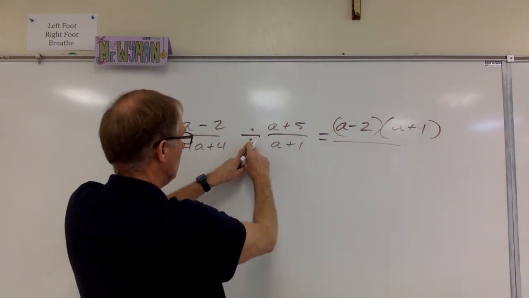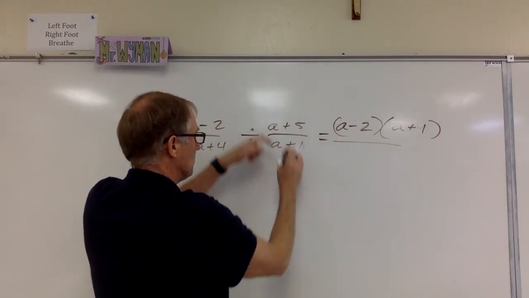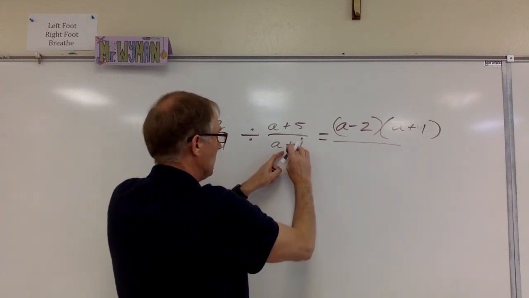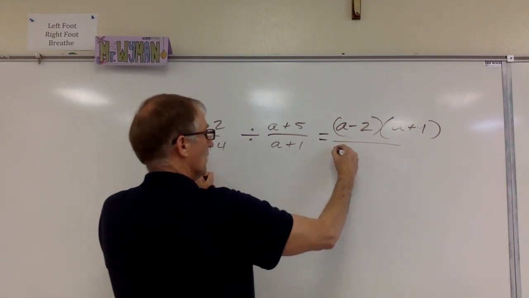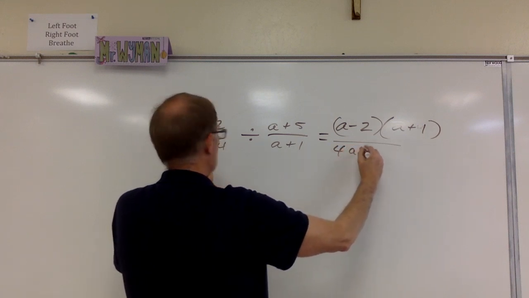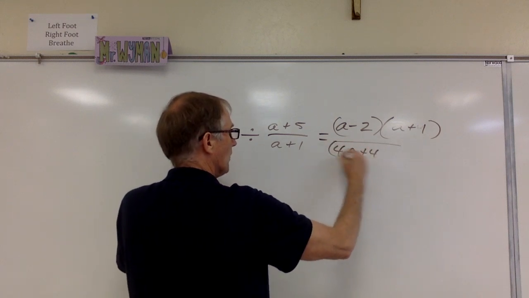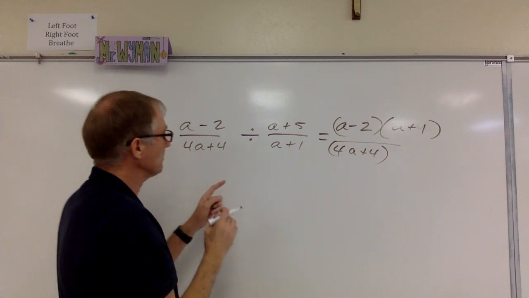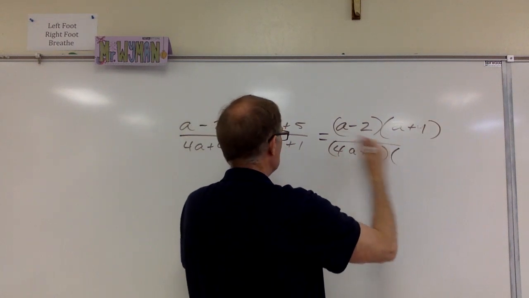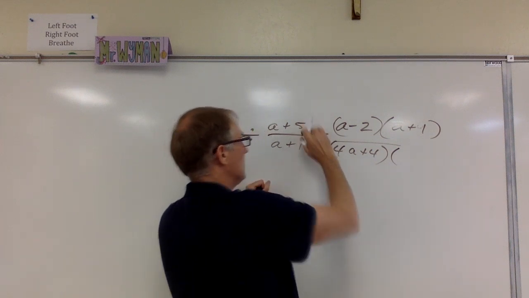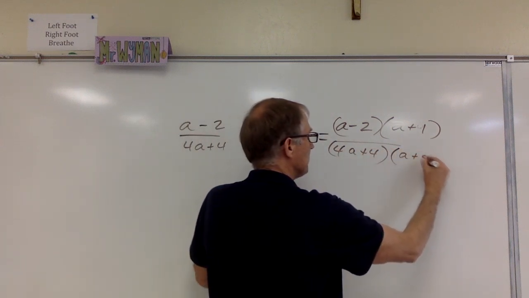I'm multiplying now instead of dividing, and so I flipped over this second fraction. That's why the a plus 1 is up here, because I'm flipping over and multiplying. And here is 4a plus 4, that's that. And remember, I flipped over this second one and I'm multiplying, so this goes into the denominator. a plus 5.